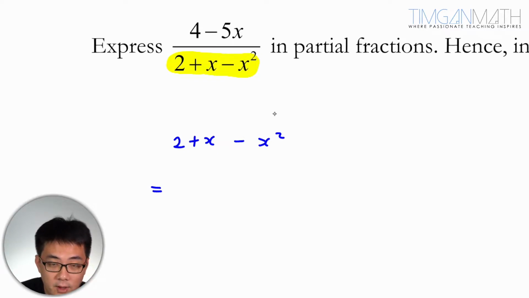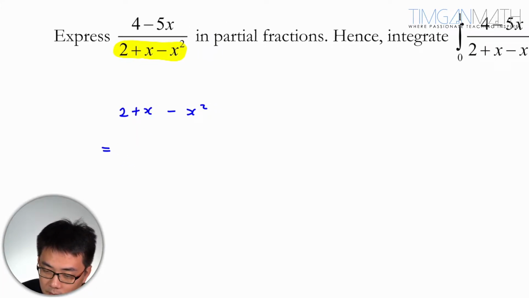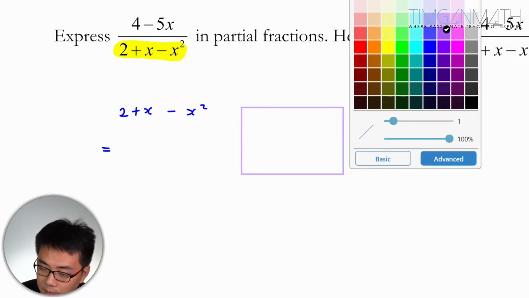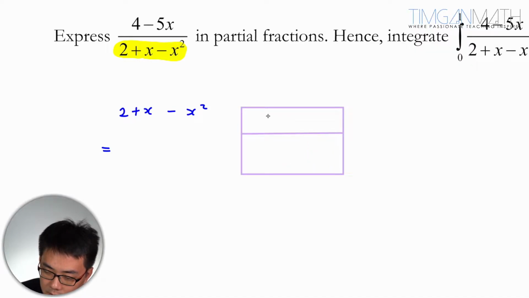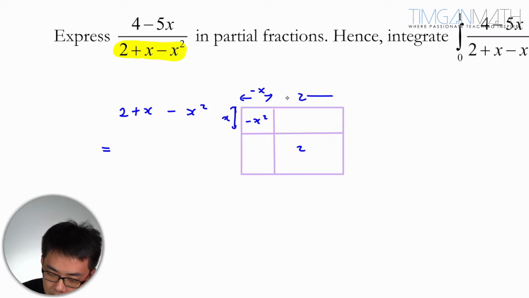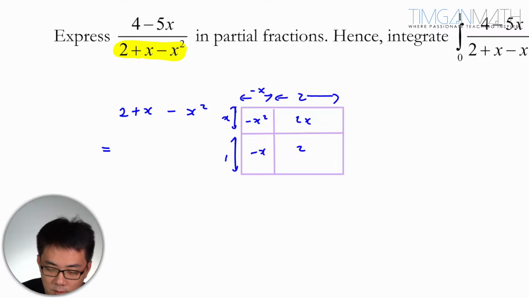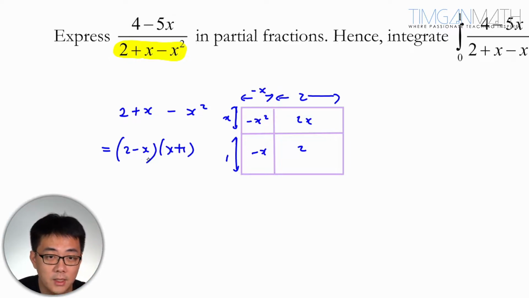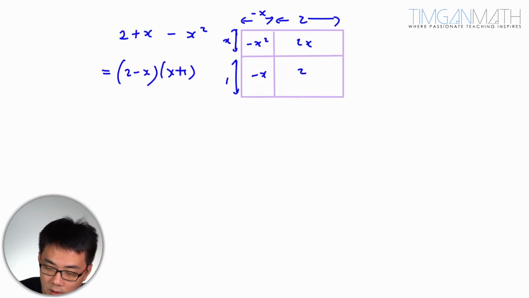This is a negative value here, so just draw it out. Okay, you can just factorize this out as such. This is x squared, this is 2, so this is actually minus x, and you need this to be 2 and 1, right? So this is 2x and minus x here. Just be mindful, so this is actually 2 minus x and x plus 1. The negative is with the x. Okay, so factorize the denominator first.